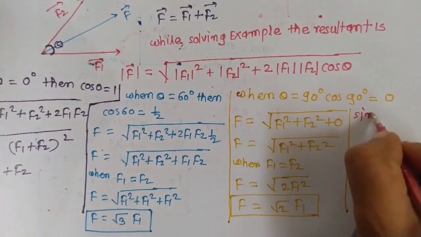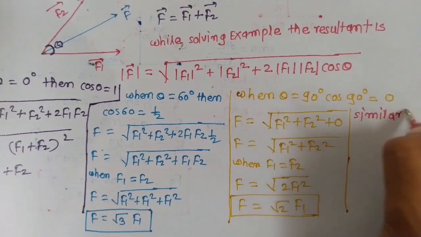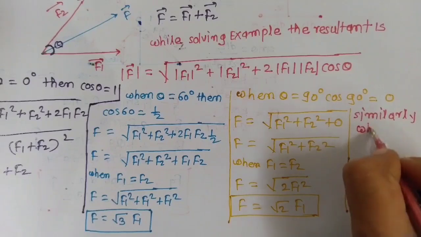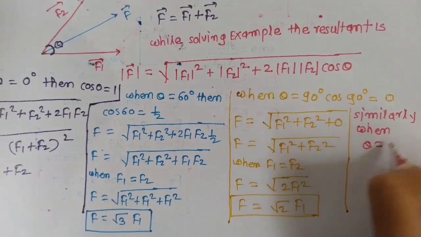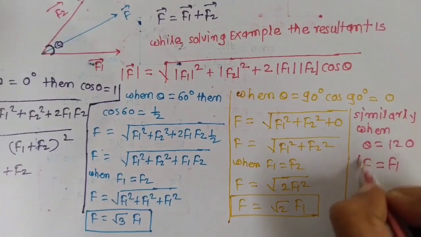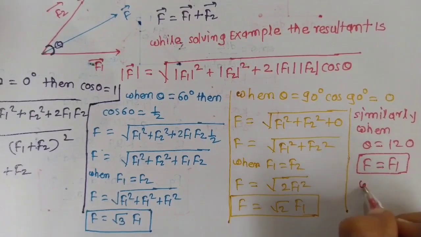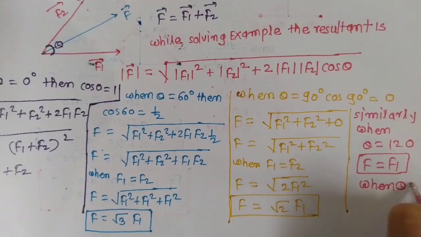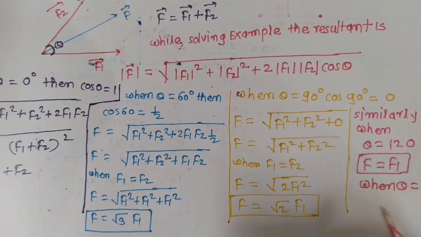Similarly, when theta is 180 degrees, F is equal to F1. When theta is 180 degrees, F is equal to F1.